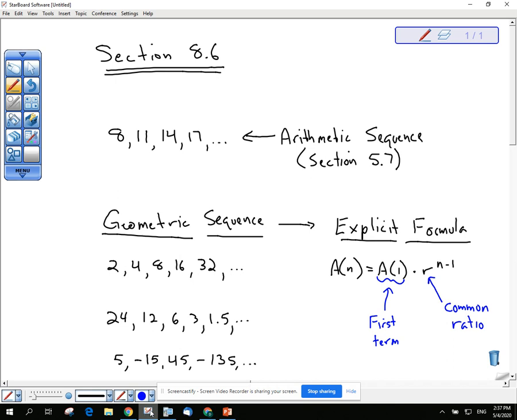Algebra 1, Section 8.6, Geometric Sequences. What I have here to start is not a geometric sequence. This would be something you learned earlier in the year. In Section 5.7, we discussed arithmetic sequences. Today, the topic will be different, but there are some properties that are the same.